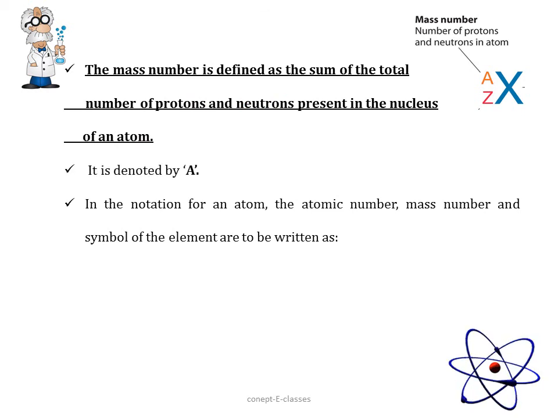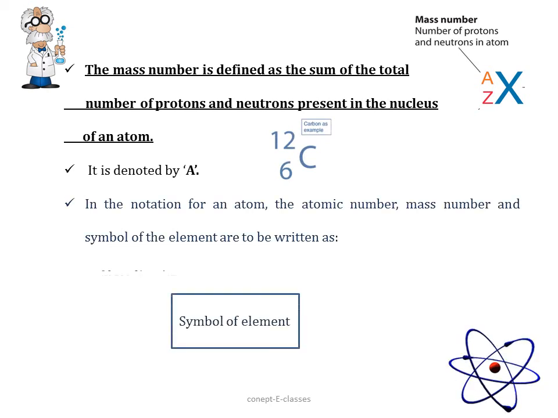In the notation for an atom, we can express the atomic number, the mass number and the symbol of an element like this: symbol of an element, mass number on the top, atomic number on the bottom. So the symbolic representation would be like this. X is the symbol of an element, mass number is A, atomic number is Z. See here in the carbon, the symbol of an element, atomic number, mass number.